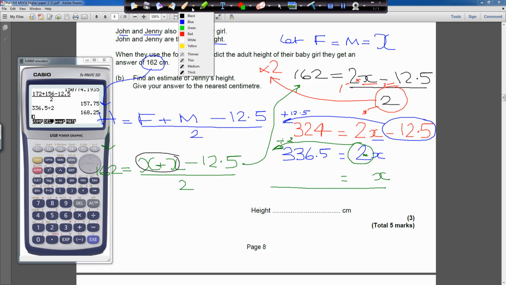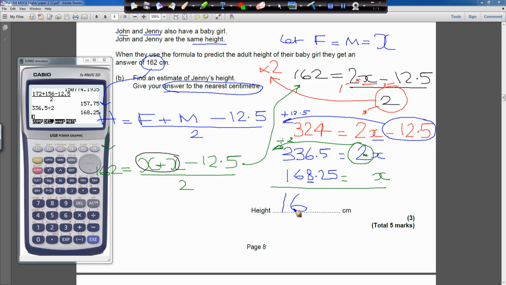Let's go for a blue. 168.25. 168.25 is our rough answer. The question says to give your answer to the nearest centimeter. So we're going to round to the nearest whole number, which is here. If you look at the next number, that's the decider, that's less than 5, so leave it alone. So the final answer for the examiner is 168, and we are done.